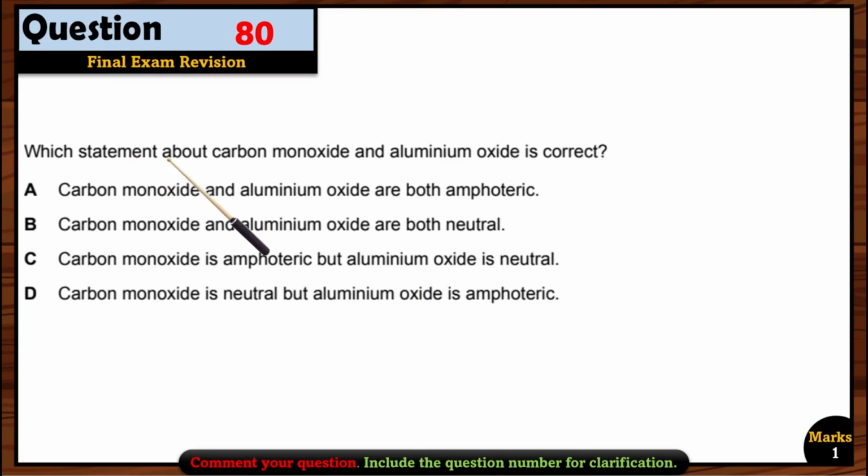Okay, let's see question 80. Which statement about carbon monoxide and aluminium oxide is correct? Carbon monoxide, we know, is neutral in nature, and aluminium oxide is amphoteric. So option D is the right one, because carbon monoxide is neutral and aluminium oxide is amphoteric.